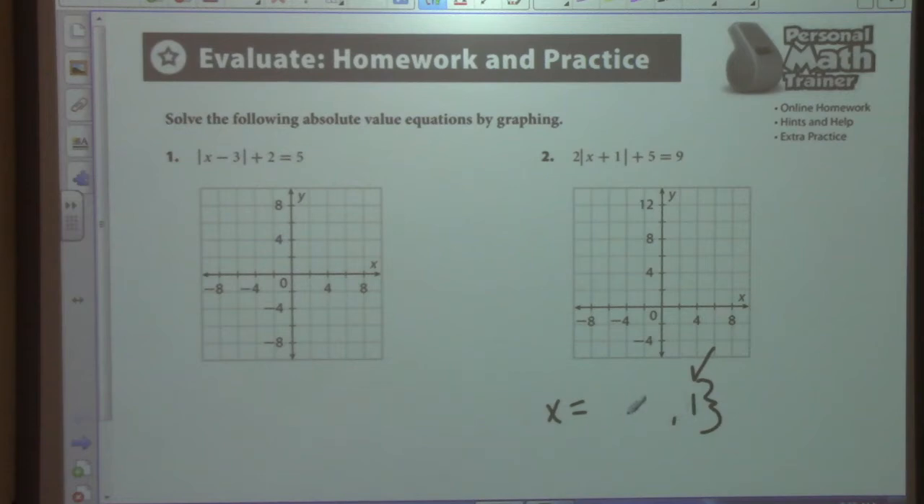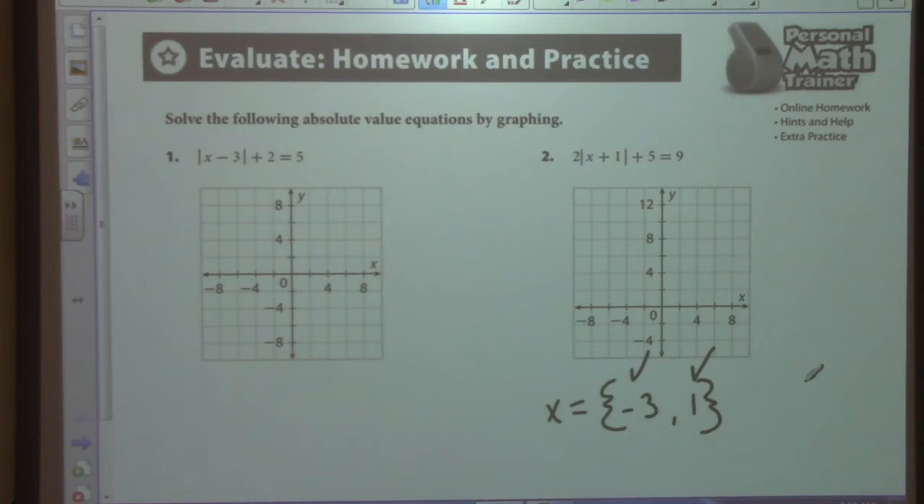Okay, Rindy says -3, hesitatingly. Let's check it out. If we take -3 plus 1, that's going to be -2, and the absolute value of -2 is 2. 2 times 2 is 4, plus 5 is 9. So it looks like -3 is a check too.